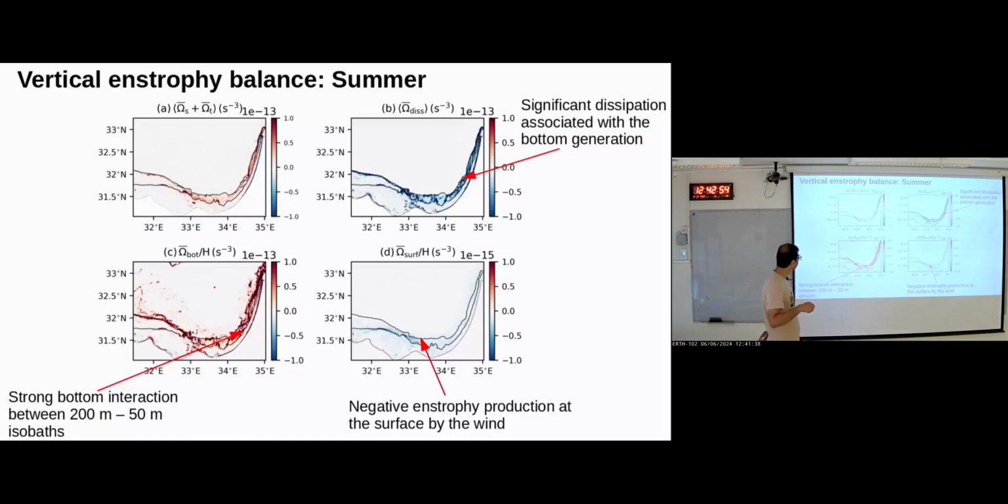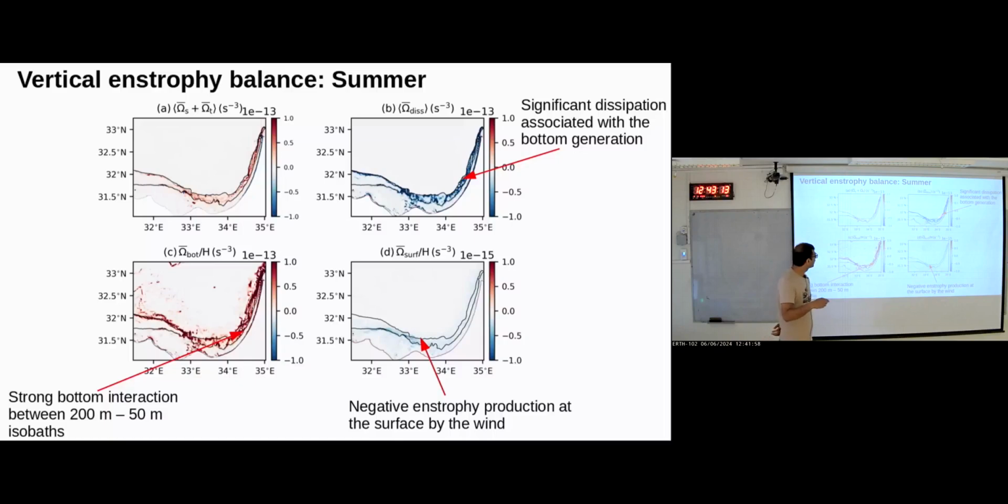Again, in summer, the boundary current is closer to the coast, and so it can interact at shallower depth. Closer to what? Sorry, closer to the coast, so it can interact at shallower depth also.